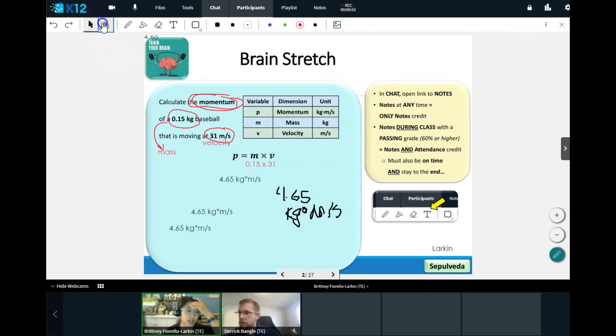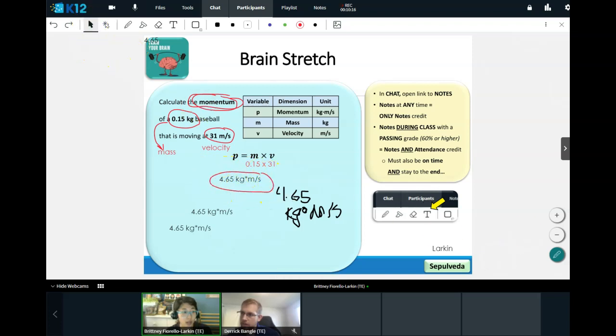So yes, when we calculate momentum, again, we need to take the mass, which is measured in kilograms, times the velocity, which is measured in meters per second. So I'm multiplying 0.15 kilograms times 31 meters per second, and I should be getting 4.65 kilogram meters per second. Again, that is our unit for momentum. Excellent, that is the correct answer here.